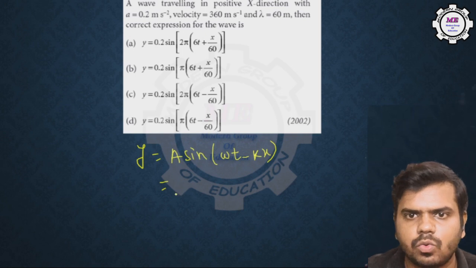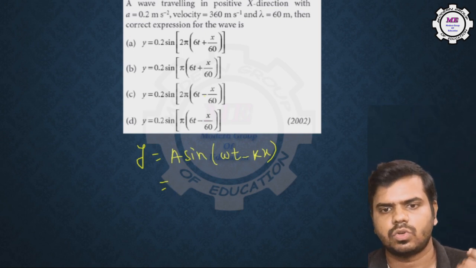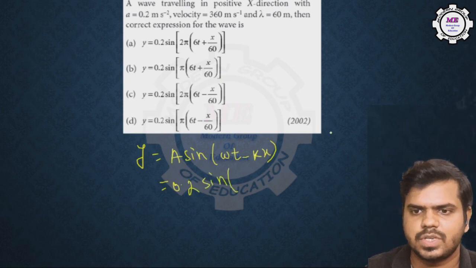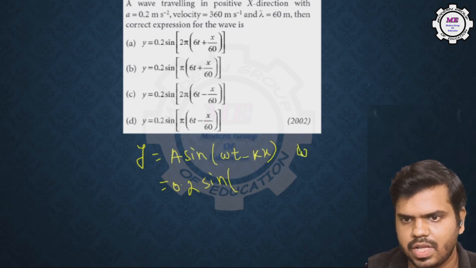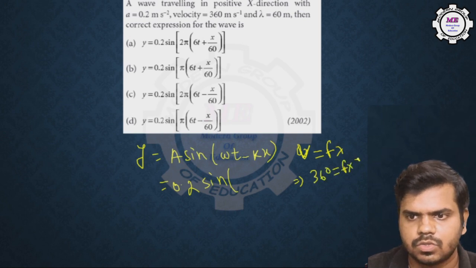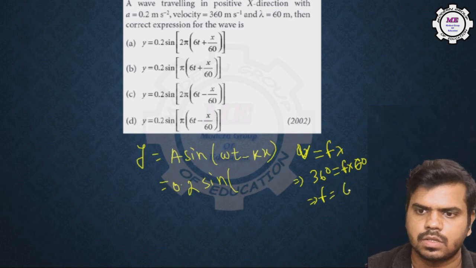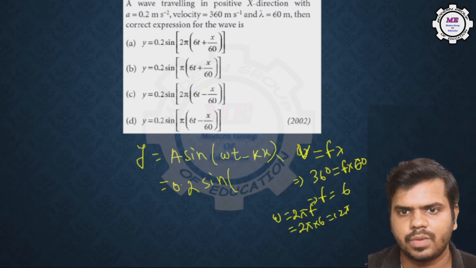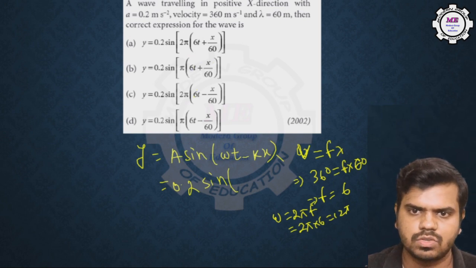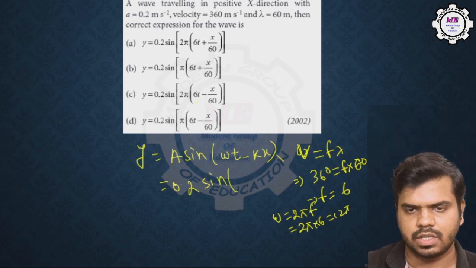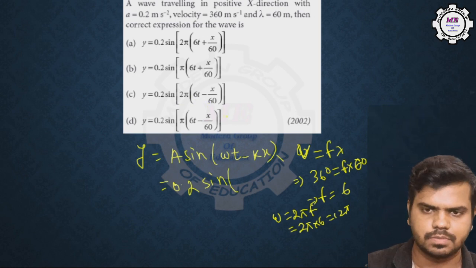So the amplitude is 0.2. So 0.2 sine, and velocity is 360, lambda is 60. That means v equal to f lambda, so 360 equals f times 60, so f is 6. So omega will be 2 pi f, that means 2 pi into 6, that means 12 pi. Here it is 12 pi in option A, and in option C it is 2 pi into 6, also 12 pi. But in option C the negative sign is present. So option C is correct.